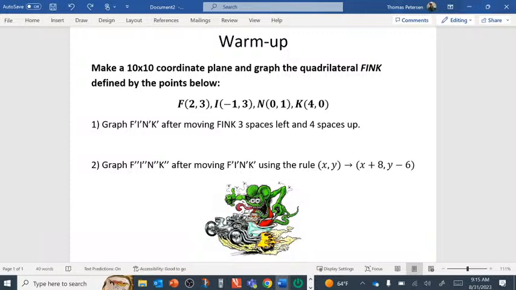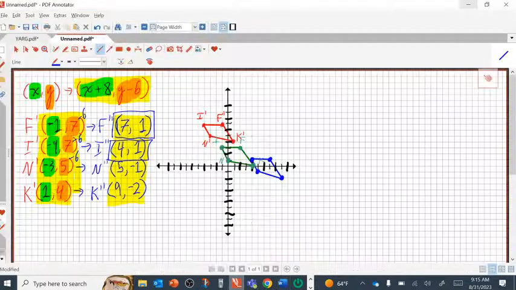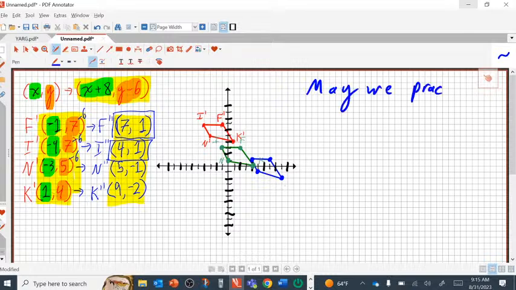Let's see here. I need Jude. What is our first essential question today? Yeah, I think we just did. May we practice translating, that is, moving things around the coordinate plane like this, using rules and graphs.